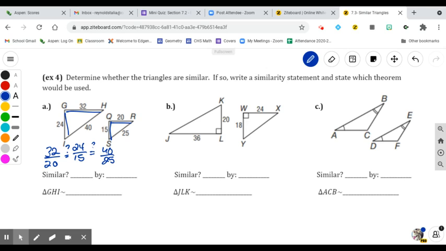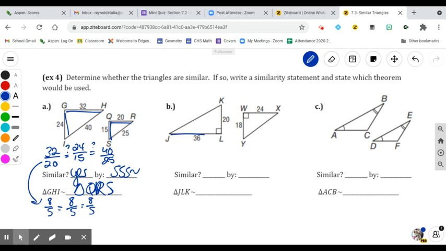So you can either divide these or you can simplify them. I'm going to simplify them underneath here because I kind of ran out of room. 32 and 20 are both divisible by 4, so that would be 8/5. 24 and 15 are both divisible by 3, so also 8/5. And 40 and 25 both divisible by 5, also 8/5. So we're going to say yes, they're similar by side, side, side similarity. And then it's triangle GHI is similar to triangle QRS. Okay, so there's letter A.